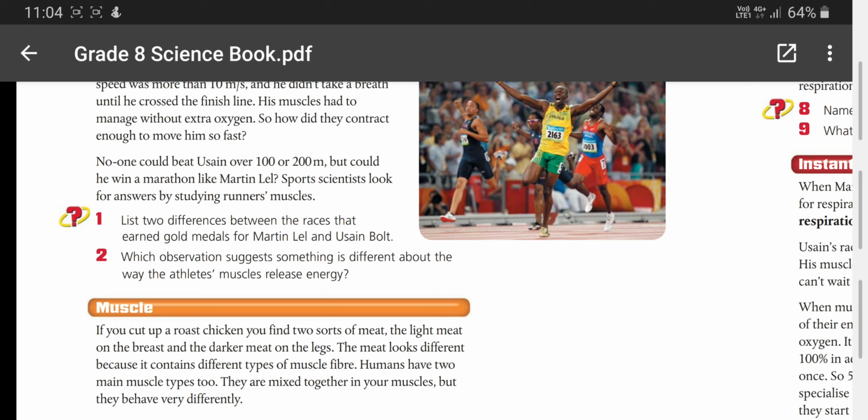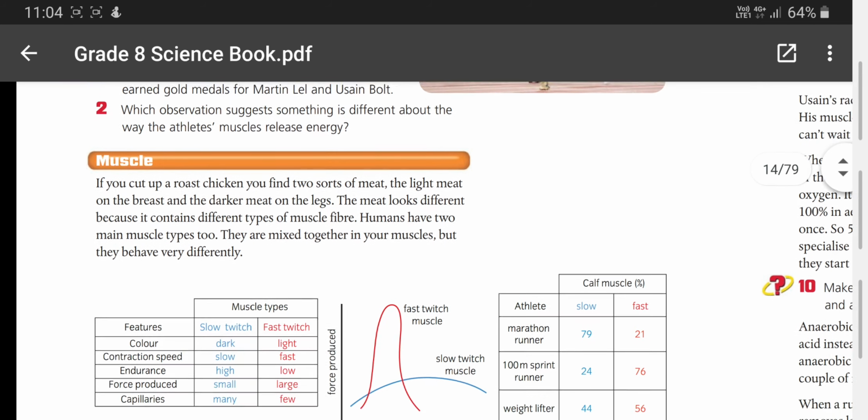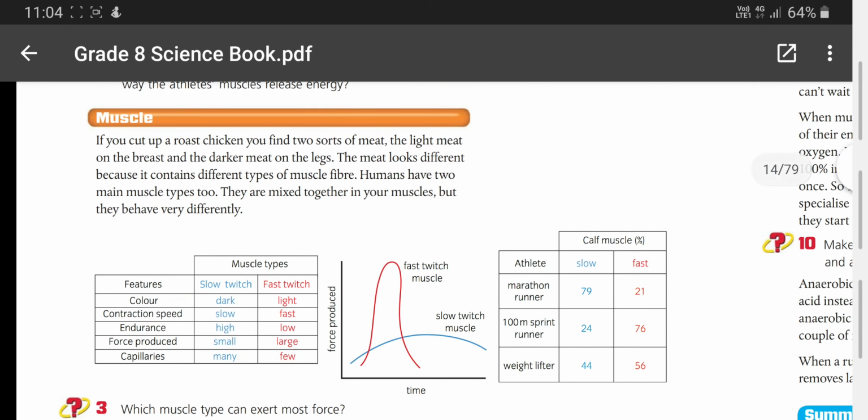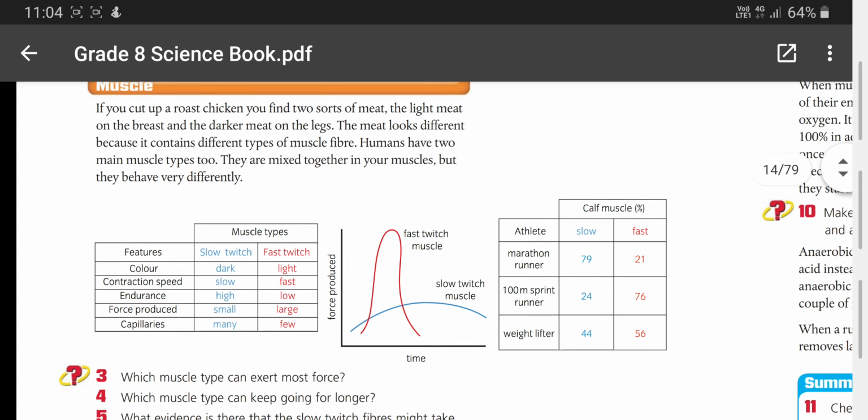He said that sports scientists look for answers by studying runners' muscles to understand that in the human body you have two types of muscles, the same way when you take a roast chicken and you see two sorts of meat inside its body, one on the breast and the other on the legs. Both of them have different shapes and also different fibers. Humans are the same. They have two different types of muscles inside their bodies. We call them slow twitch and fast twitch.